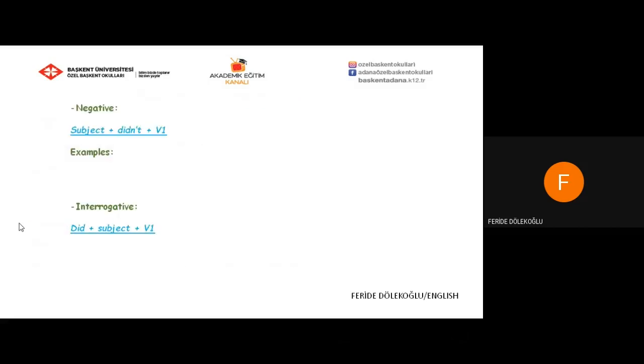Negative sentences. If it's a negative sentence, we need to use didn't with verb 1. That means you don't need regular or irregular verbs. For example, I didn't go to the beach last Sunday. We never say I didn't went. We say I didn't go. We didn't play outside yesterday.